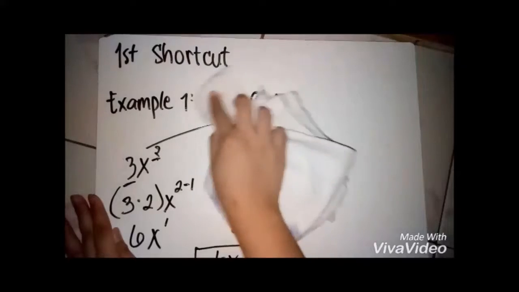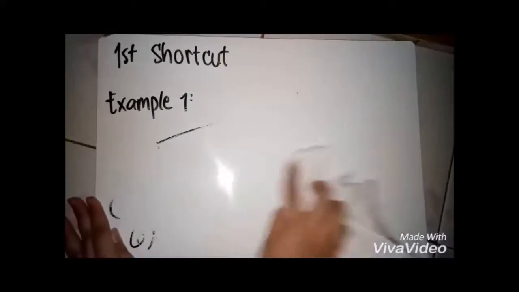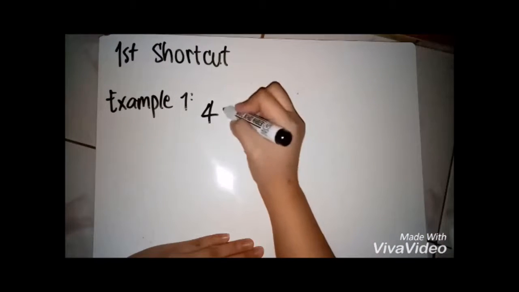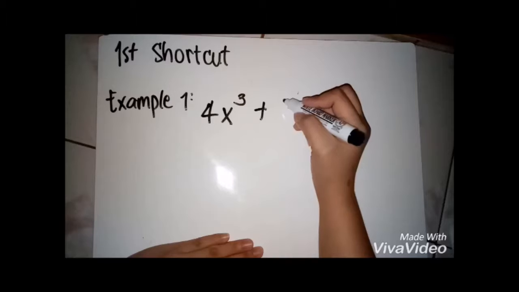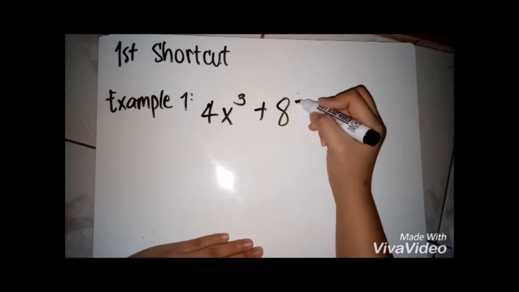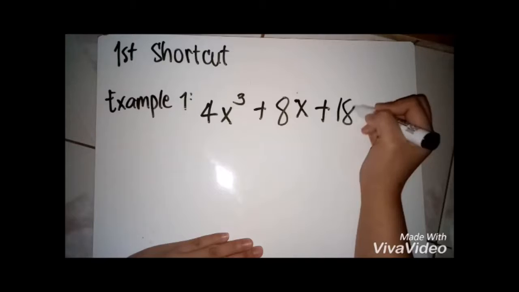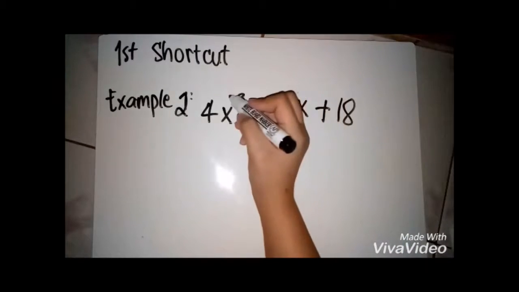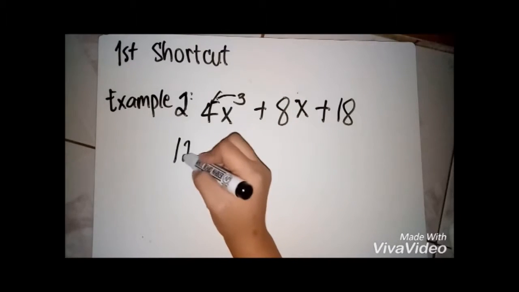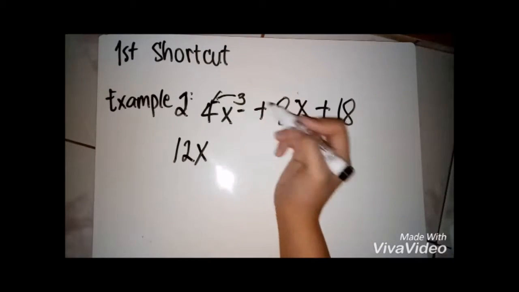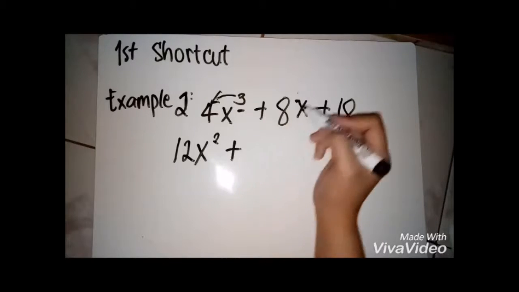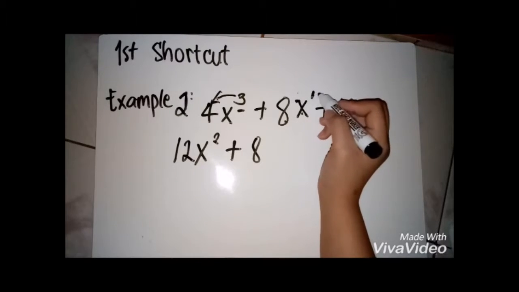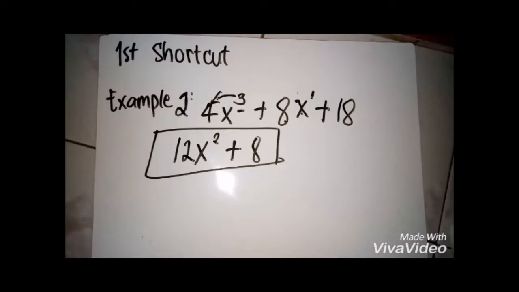So, we proceed to the second example. We have 4x cubed plus 8x plus 18. So, example number 2. 3 multiplied by 4, we have 12. x, 3 minus 1 is equal to 2. Plus 8 multiplied by 1, we have 8. Then x, 1 minus 1 is equal to 0. So we have 12x squared plus 8.